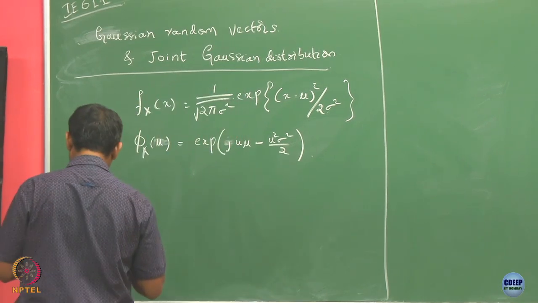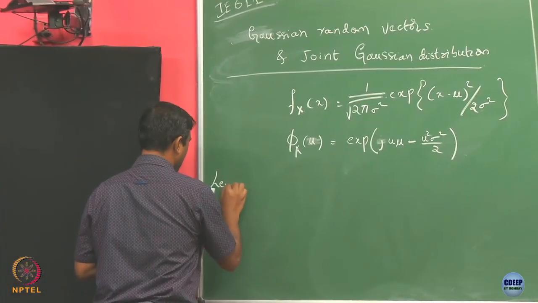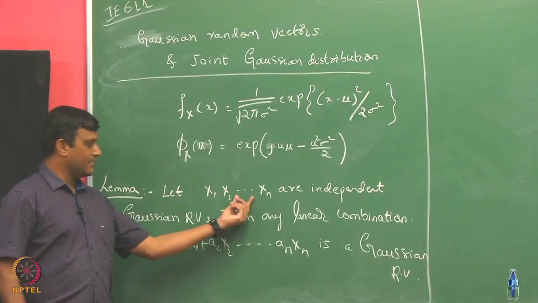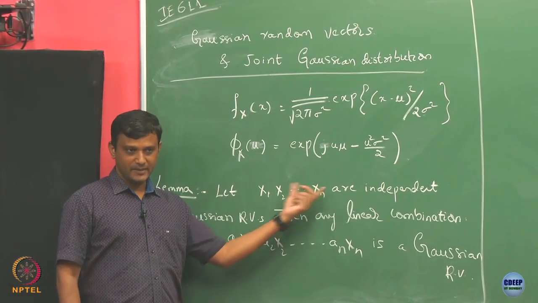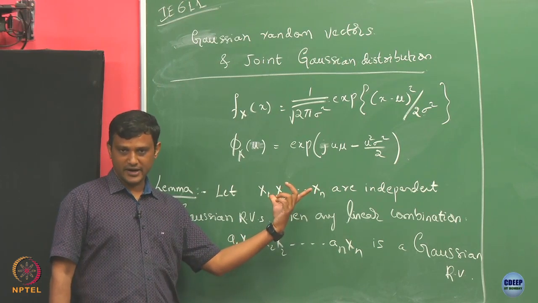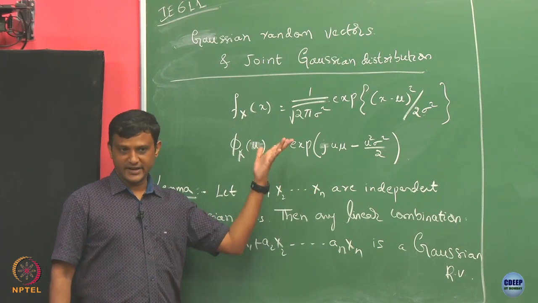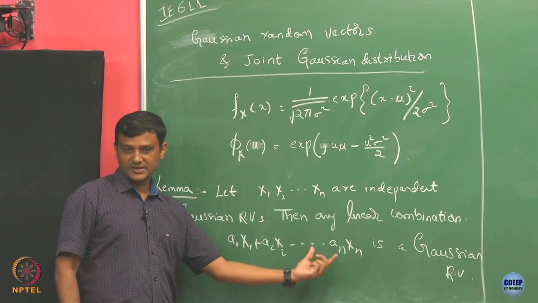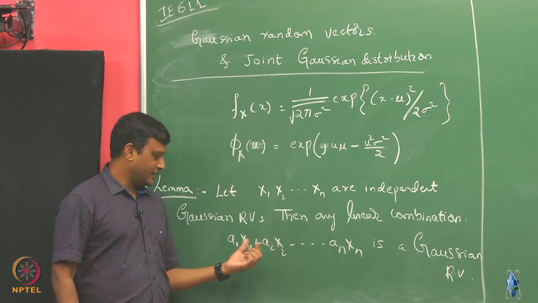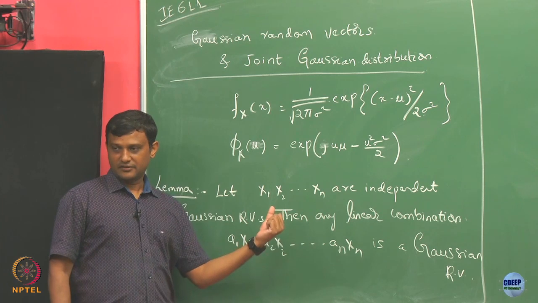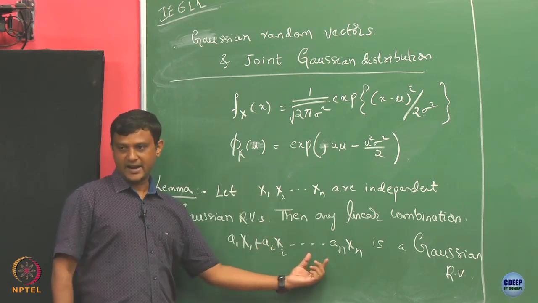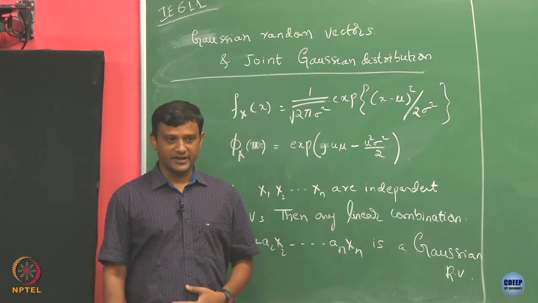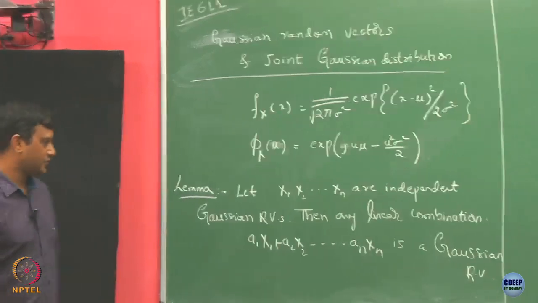Okay, so with this we are going to write it as a lemma. Take any m random variables that are independent and all of them are Gaussian random variables. Each may have its own mean and variance, with different values. Now if you take the linear combination like this, you understand linear combination, right? I take different weights, multiply each one of them with their associated weights and then add up. Then this linear combination is also a Gaussian random variable. So why is this true?